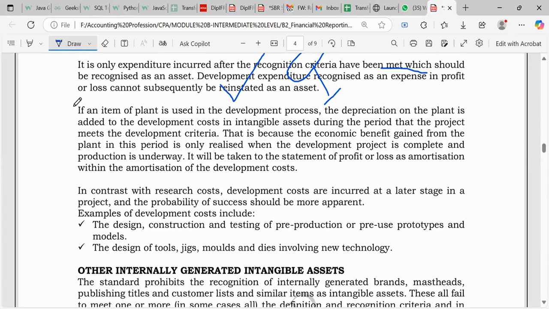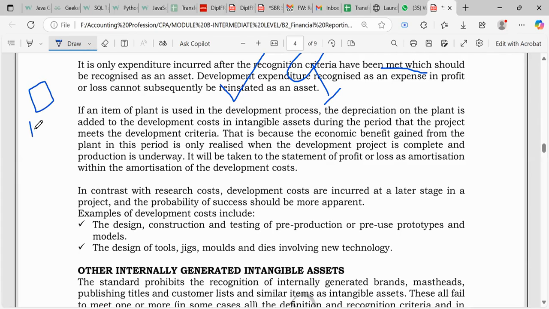There is a small point here. You can see this, right? A very nice point. It's just a wake-up call, but it's a fine point. If an item of plant and equipment, presume you have an item of plant, was used in the development process. You know the plant depreciates, right? Let's say that you have a plant specifically used for developing an intangible asset.